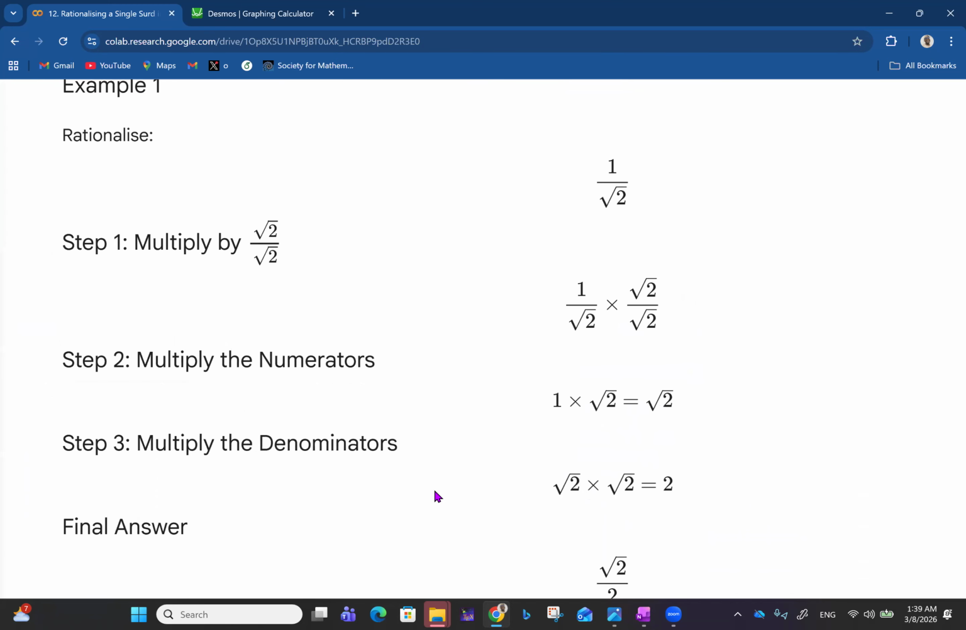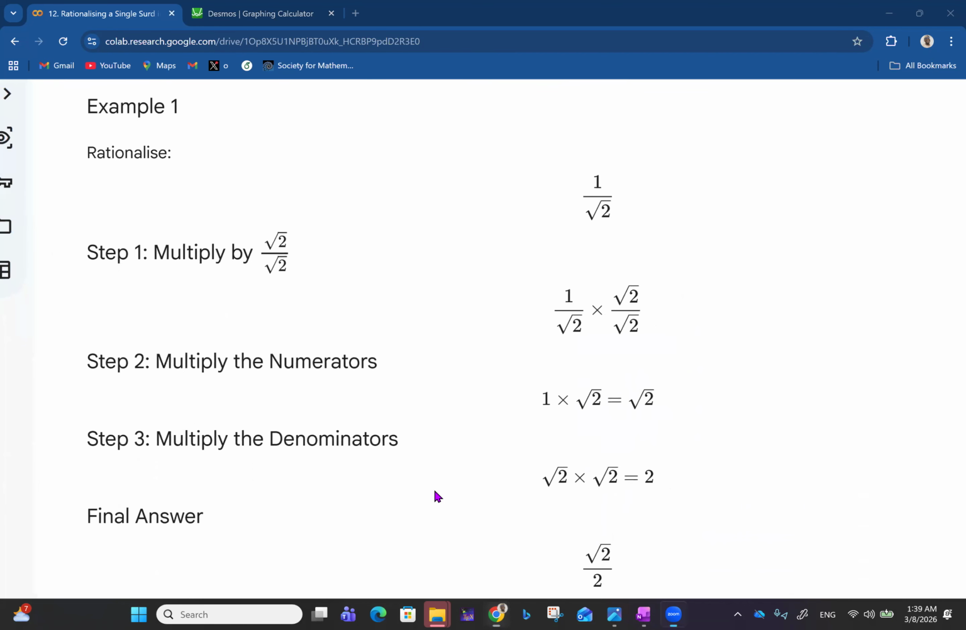So imagine this one now. You have 1 over root 2. We don't have a problem having it this way, because these days you can punch your calculator and get your result. But to rationalize, you now multiply by root 2 over root 2, because we have root 2 down here. So 1 over root 2 times root 2 over root 2.